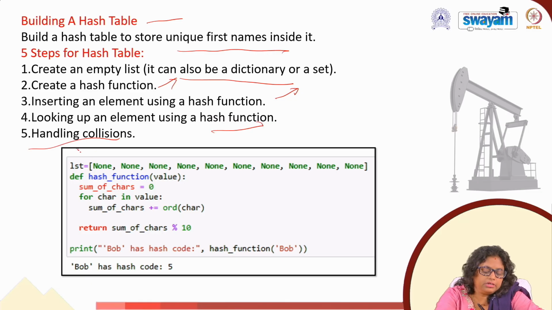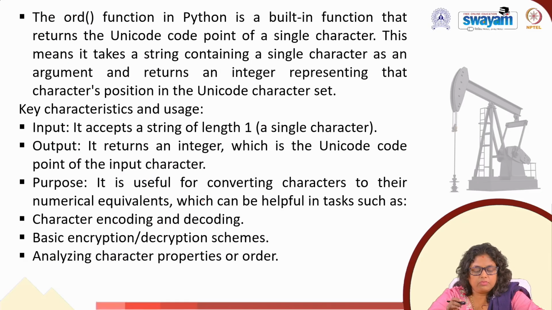So here we have created one list which is currently empty, so all None values. Now we have created one hash function: def hash function, and then the value we require to pass. Sum of char is a variable we set to 0, and then a for loop for char in value. Sum of char plus equals ord char, and return sum of char modulus 10. So what is this new function, ord char? We will see it here.